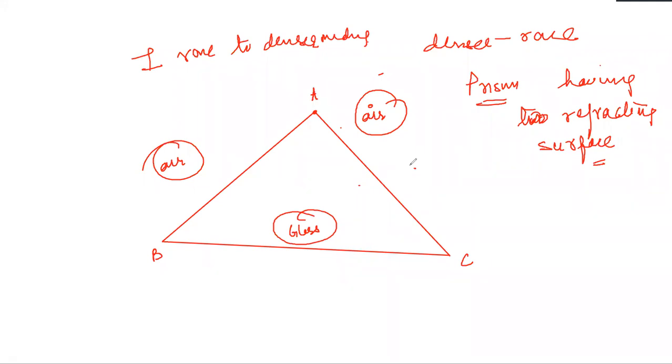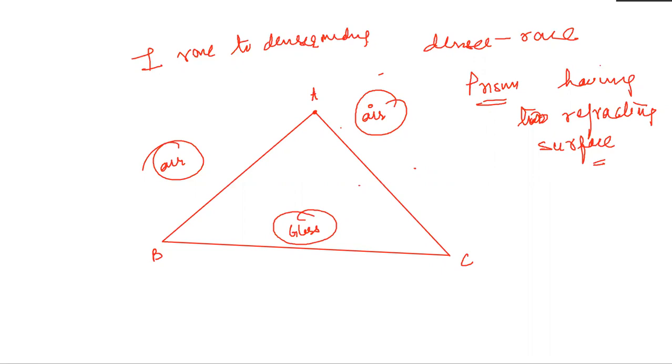Light suffers double refraction when it passes through the prism. And light bends two times also. Light bends, and it again bends. And we take out the final deviation of the prism as such.